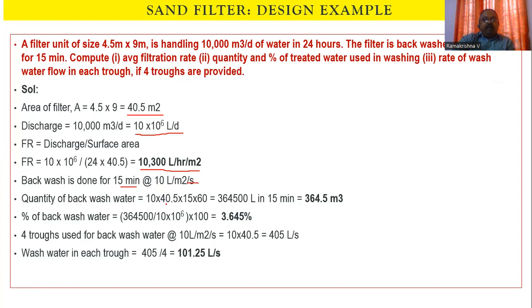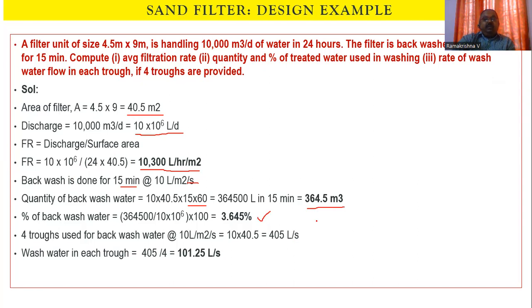So 10 multiplied by area, 40.5, and 15 into 60, you're converting time into seconds, and that is coming out to be 364,500 liters, or you convert this into meter cube, it is equal to 364.5 meter cube. So now what is the percentage? This volume of water divided by initial volume. Initial volume is 10,000. The wash water volume is 364. And accordingly, you calculate the percentage, you are going to get 3.645 percentage.